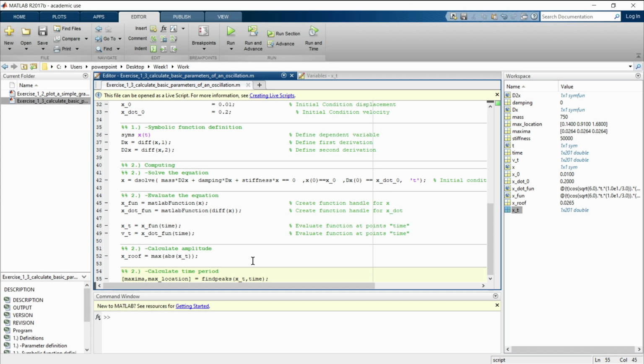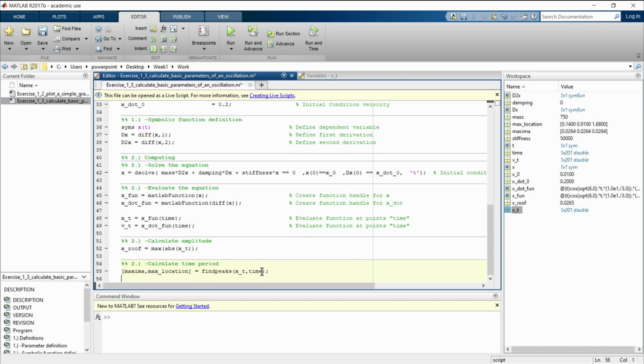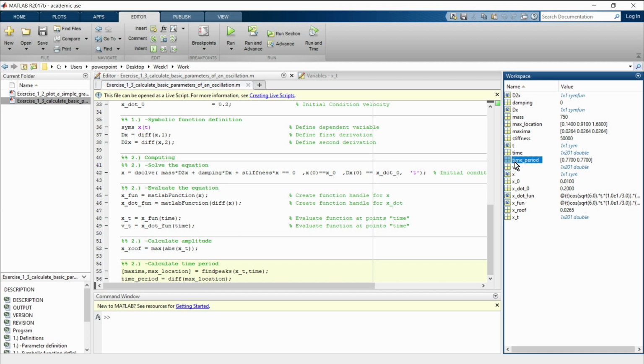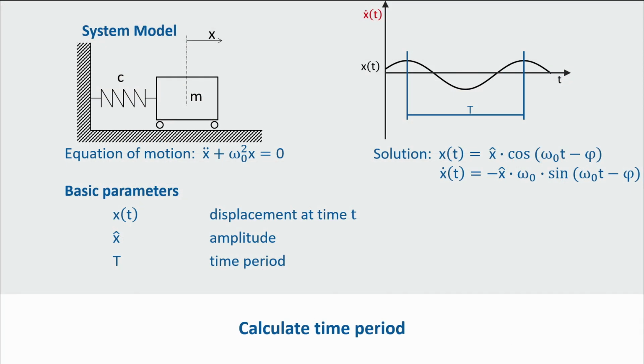And of course, we want to have the time period, so we just have to subtract these time locations. We're going to do that with a function called diff, which gives us the differences of adjacent elements. So let's run the script, and you can see that we now have a time period vector with 2 identical values. So our time period is 0.77. So we calculated the time period.